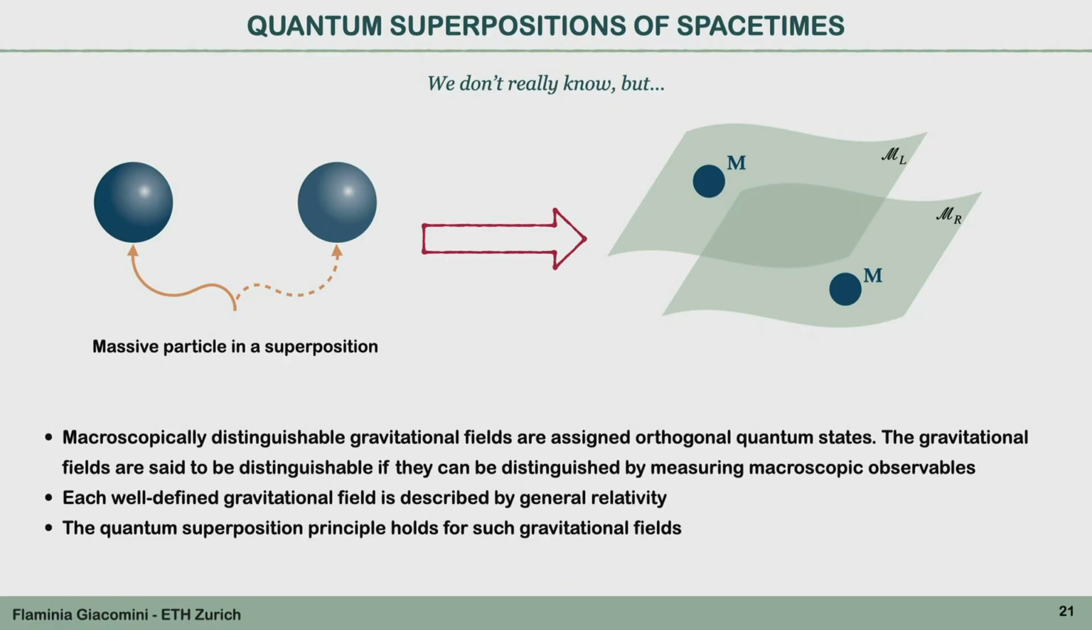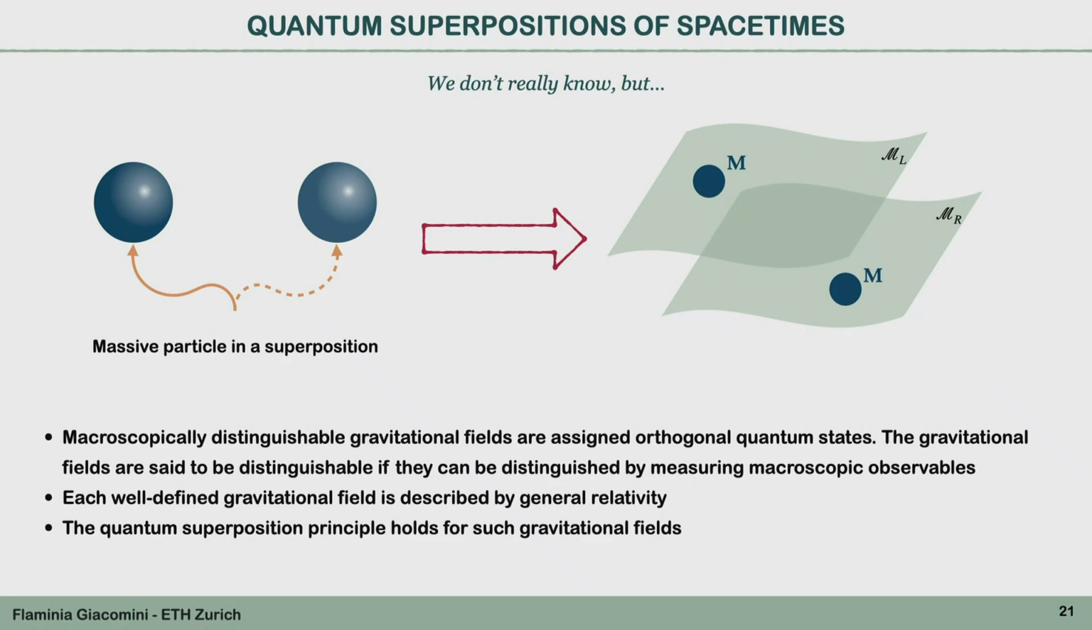What are the assumptions? The assumptions are that macroscopically distinguishable gravitational fields are assigned orthogonal quantum states. So basically the idea is that if I have a mass that is effectively classical here and it sources a gravitational field, and I can macroscopically distinguish this source from a source prepared here, meaning the states of the source are orthogonal, and I can distinguish them perfectly, then the configurations of gravity that I generate are also macroscopically distinguishable, meaning that they're orthogonal.